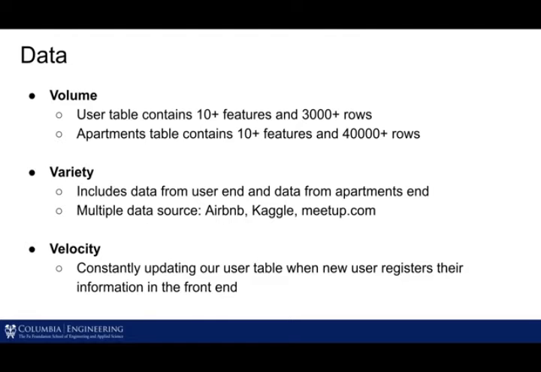We have multiple data sources, including Airbnb, Kaggle, and Meetup.com. Our data includes data from the user end and data from the apartments end. And our data will be updated every time the user inputs their information into the front end.